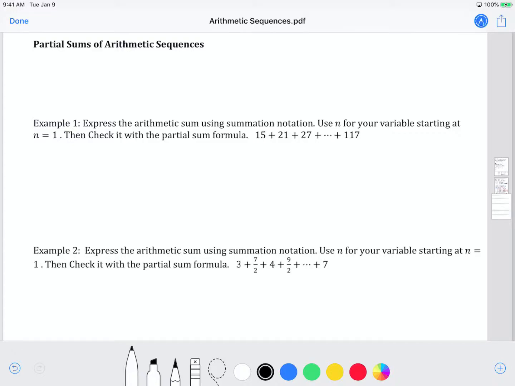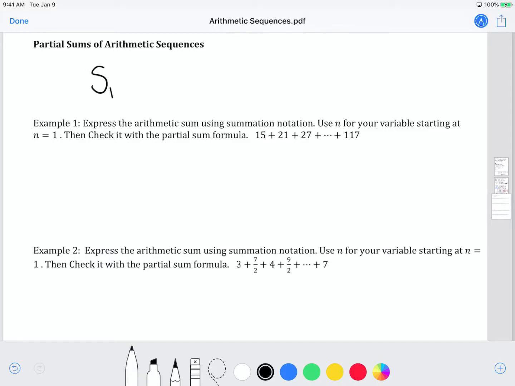So now we're going to talk about partial sums of arithmetic sequences. If you recall, a partial sum is when you add up the first certain number of terms. Like, if you wanted to find S5, that means you would add up the first 5 terms. There is a formula for partial sums that works specifically for arithmetic sequences.